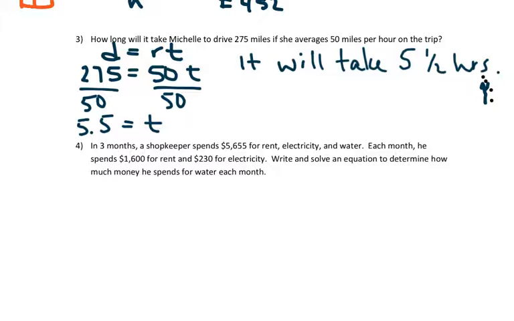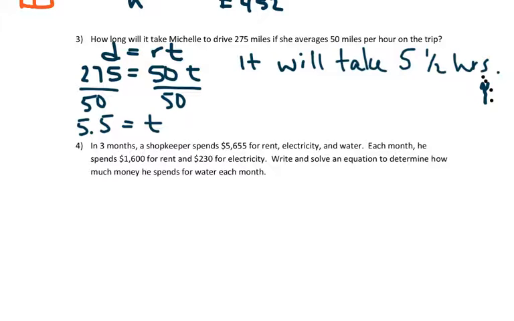Alright, number 4. This one is a little bit more involved. It says in 3 months a shopkeeper spends $5,655 for rent, electricity, and water. Each month he spends $1,600 for rent and $230 for electricity. Write and solve an equation to determine how much money he spends for water each month.